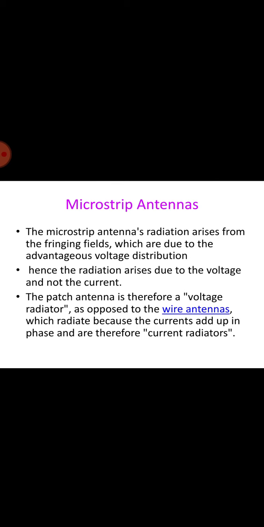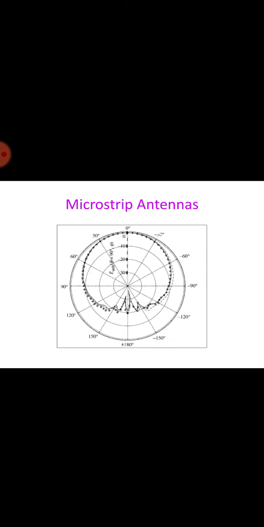The microstrip antenna's radiation arises from the fringing fields, which are due to the advantageous voltage distribution, and hence the radiation arises due to the voltage and not the current. The patch antenna is therefore a voltage radiator, as opposed to the wire antennas, which radiate because of the currents that add up in phase and are therefore current radiators.